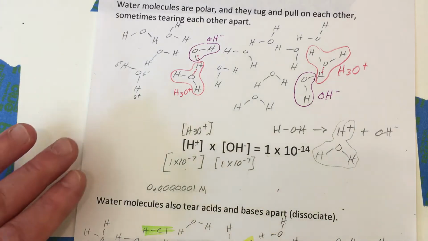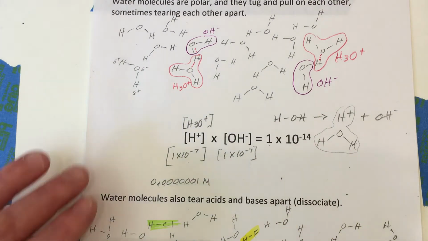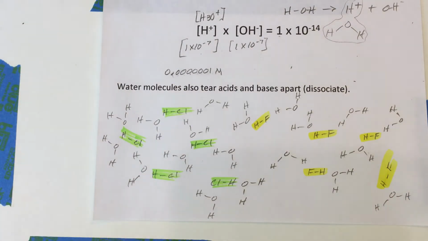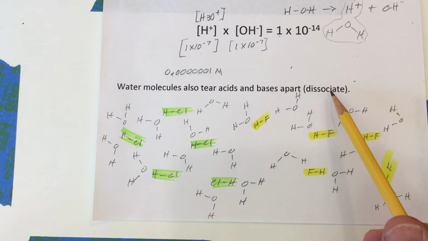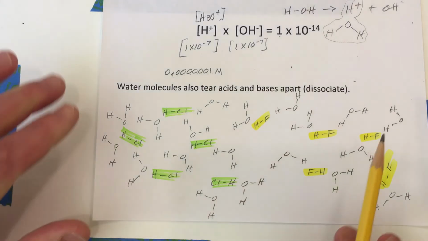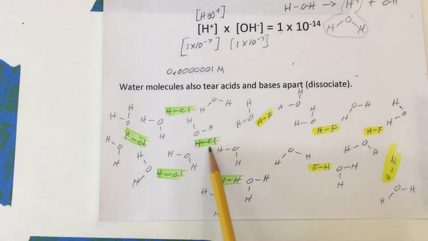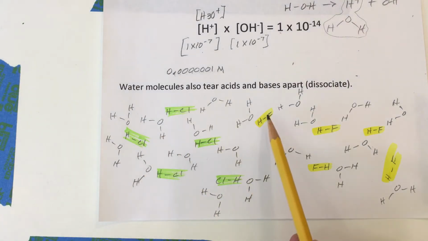Okay. So how about water molecules and acids and bases? Well, water molecules tear apart acids and bases too. And we say that they cause the acid and base molecules to dissociate. So that was a word in lesson 18. Dissociate, to break apart.